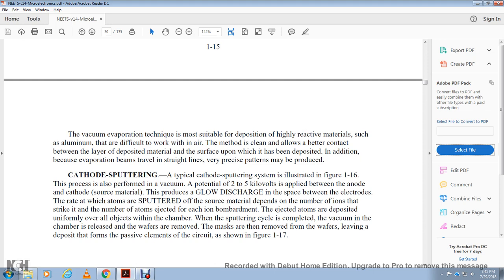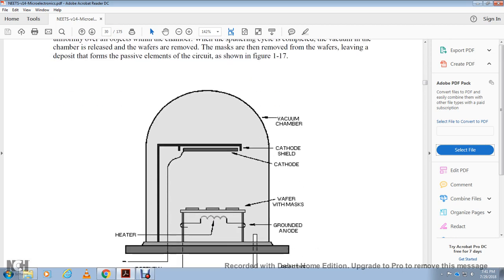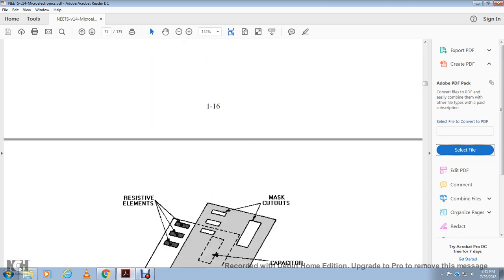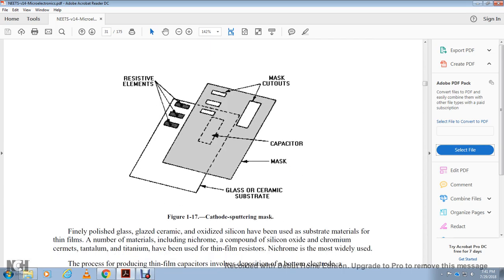The masks are removed from the wafer, leaving a deposit in the form of the passive elements of the circuit, shown in figure 117. The vacuum chamber, the cathode tube, the cathode, the wafer with the mask, and the ground anode, the heater, the negative and positive potentials, and reactive gases. Cathode sputtering system. Resistive elements, mask cutouts, capacitor, mask, glass, ceramic substrate.